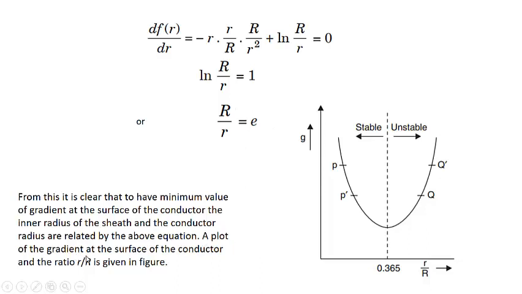So a plot of the gradient at the surface of the conductor against the ratio is given. When you plot this Gmax against R by r, you get this type of plot. That means it has a minimum value when r by R is equal to 1 by e, or R by r is equal to e. In that case, we get this type of curve. So this is how this can be done.